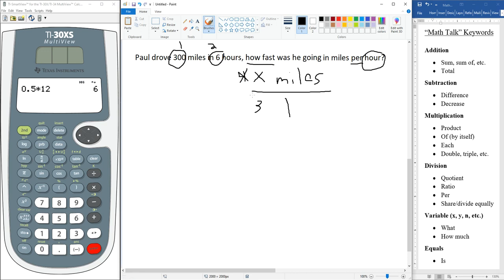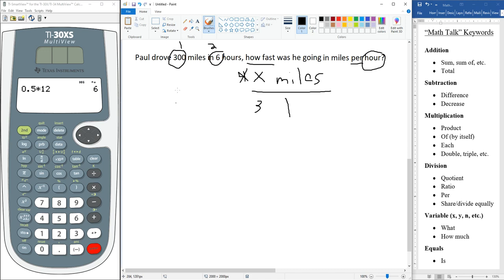Now, how are we going to solve this one? Well, we're going to use our Math Talk keywords, but like I said, we're going to make this one a little bit harder. So if you jump over to that cross multiplication video, this will be a lot clearer. But we're going to use cross multiplication to solve this problem. So we're going to use our Math Talk keywords and cross multiplication to solve a problem.